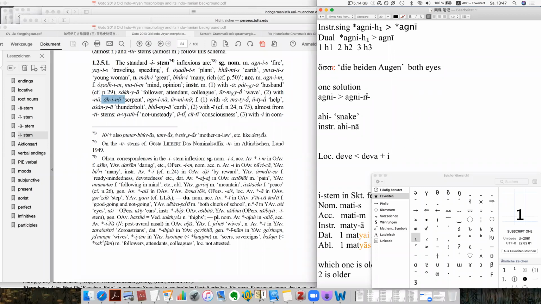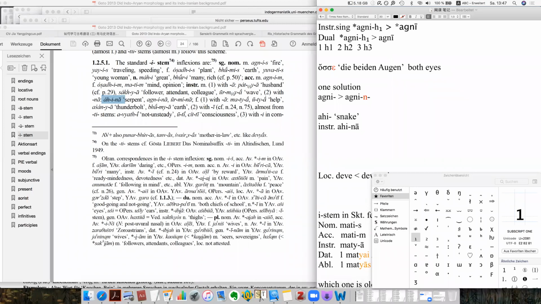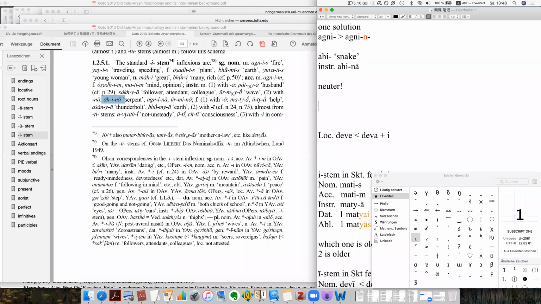Why must we use the n? The reason is, let's check. Actually, the reason lies in the neuter. In Sanskrit, or in Indo-European languages, in PIE, there's a special group of heteroclitic nouns. I think probably you heard about this before.